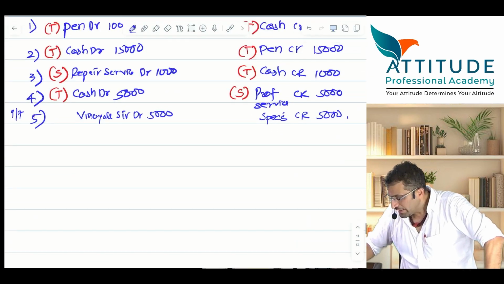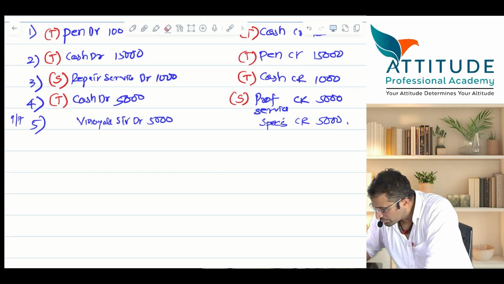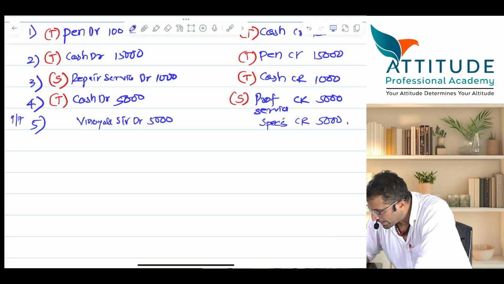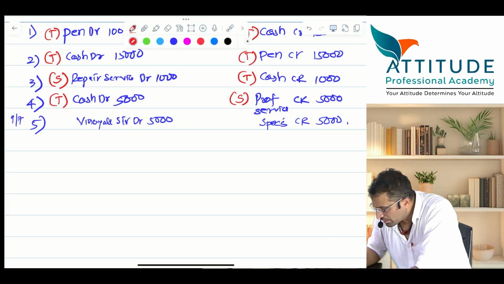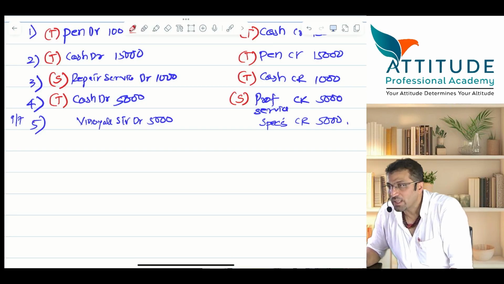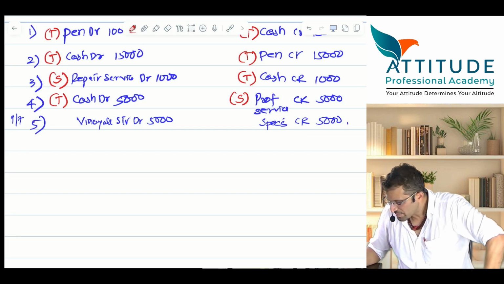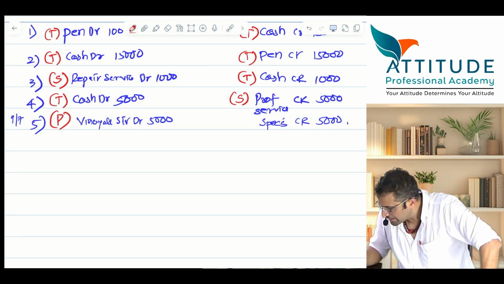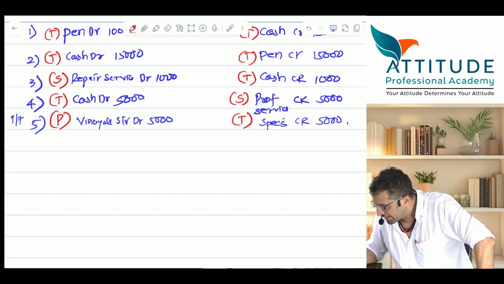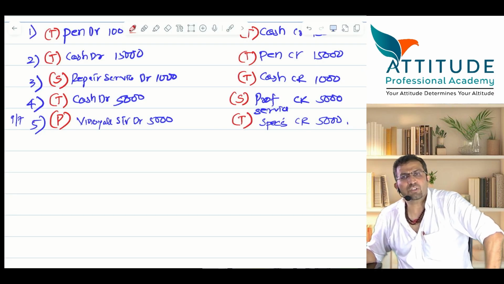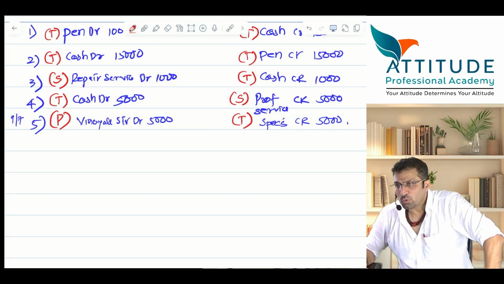Aman, tell the entry. What are the entries? Make the journal entry here: Vinayak sir account debit to specs. That is sales, actually treated as sales, but right now we put it as what? Specs. So this is a promise and this is a thing. Yes or no? Okay, this is for today, no?